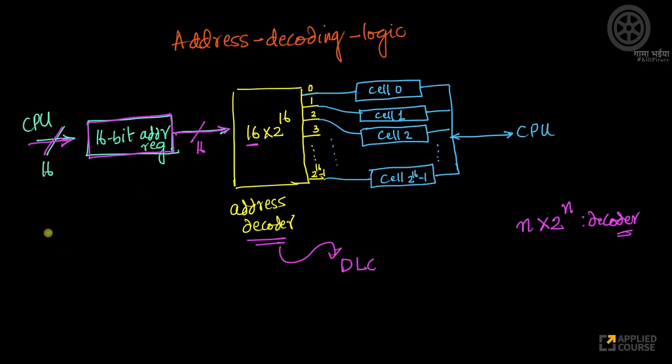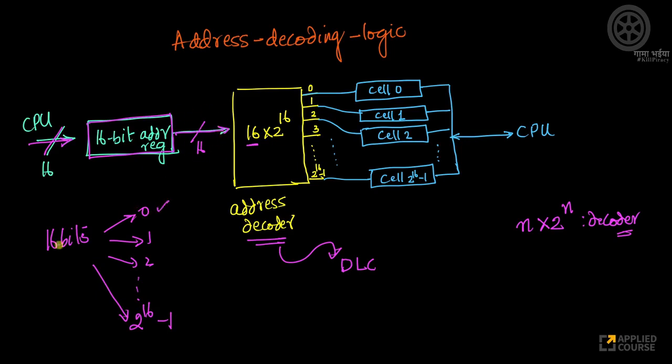Now the 16 bits can correspond to values 0, 1, 2, and so on up to 2 power 16 minus 1. See, whatever input I get, what are all the addresses that can be generated?